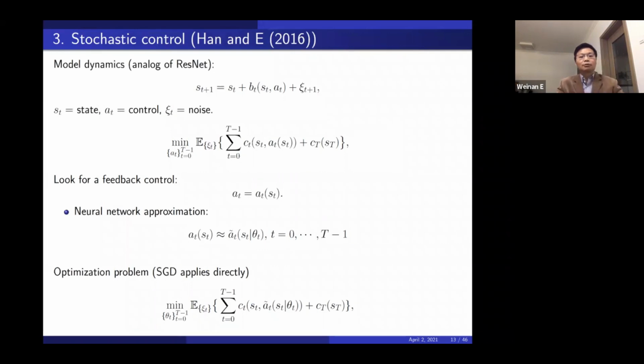And this is an example of stochastic control. I mention this because it's the first application of deep learning to scientific computing. So stochastic control is, we have a discrete dynamical system. This is the noise, S is the state, A is the control. And we want to choose the control to minimize this objective function. So we have the running cost, we have the terminal cost. And here we're looking for some feedback control. And again, we parameterize this control by some neural network, never mind how we actually do that. And then the problem becomes choosing these network parameters to optimize this function. This looks exactly the same as this, except now we are minimizing over the network parameters.